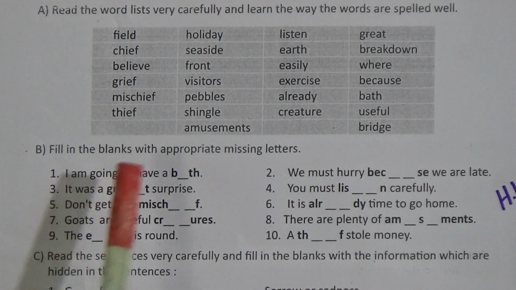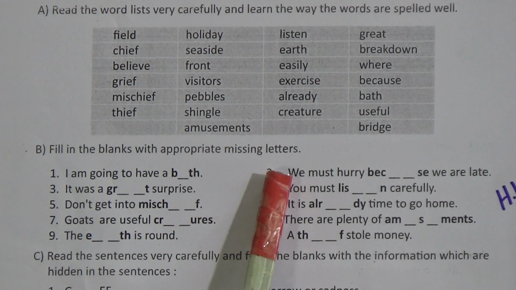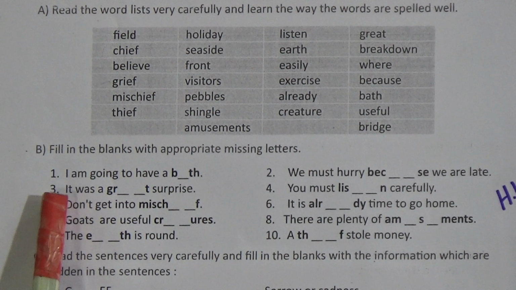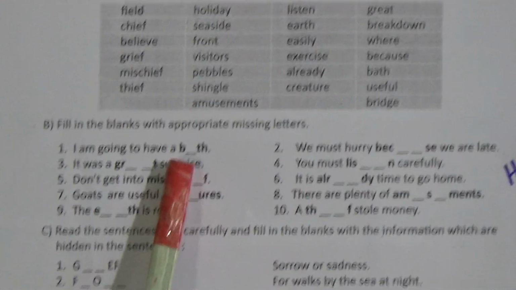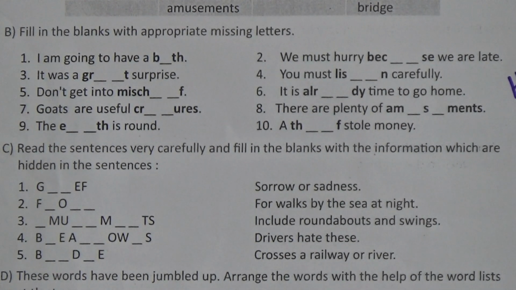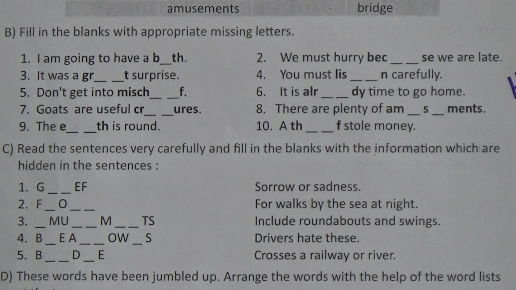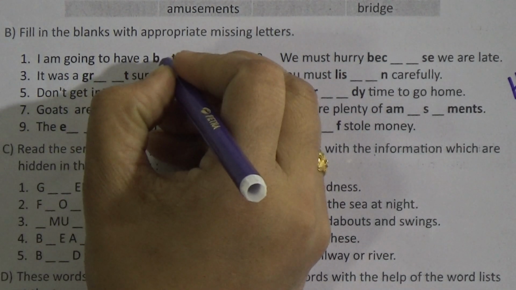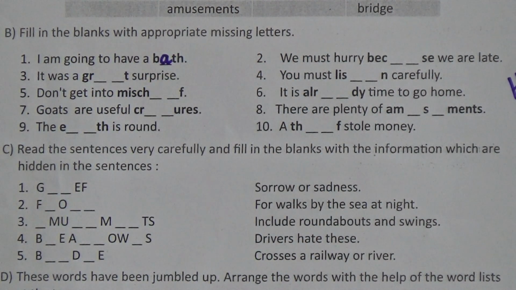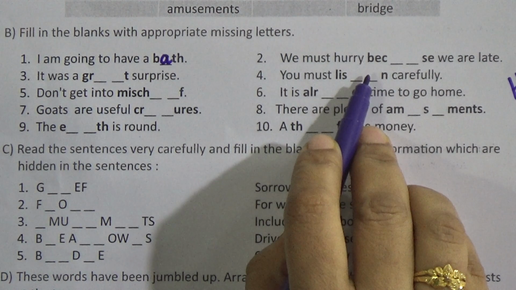Now we have to do number B. Fill in the blanks with appropriate missing letters. We have to find out the appropriate missing letters. Number 1. I am going to have a dash. So what will be there? There will be bath. B dash T-H is given, so there will be A. B-A-T-H, bath.